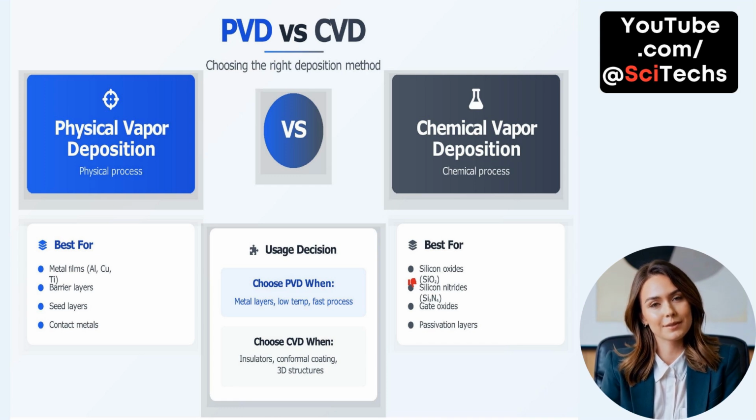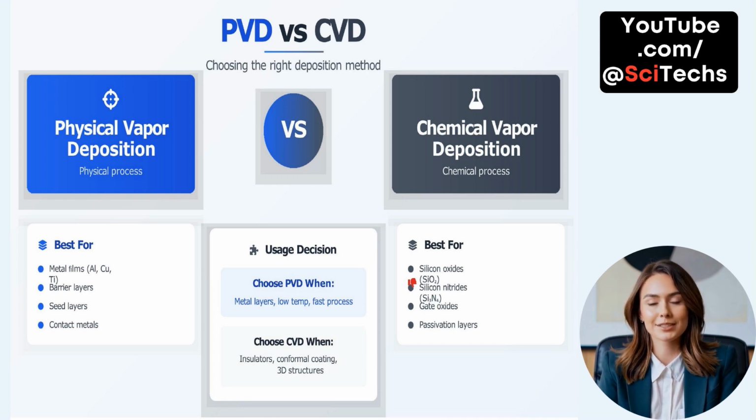CVD, in contrast, is a chemical process that relies on chemical reactions to form solid materials from gaseous precursors. It excels at depositing insulators like silicon oxides, SiO2, and silicon nitrides, Si3N4, and is ideal for gate oxides and passivation layers.